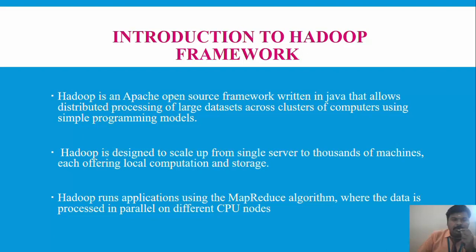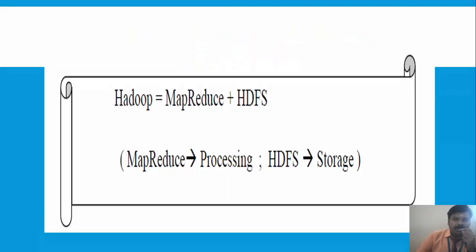Hadoop is used for distributed processing of large data sets across clusters of computers using a simple programming model. Hadoop is designed to scale up from a single server to thousands of machines, each offering local computation and storage. Hadoop runs applications using the MapReduce algorithm, where the data is processed in parallel on different CPU nodes.